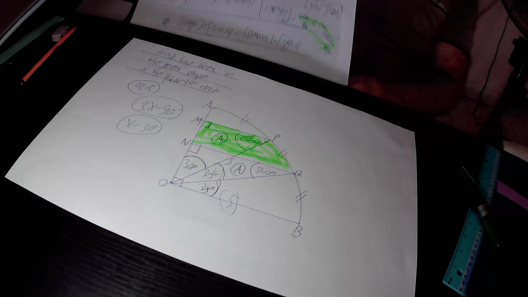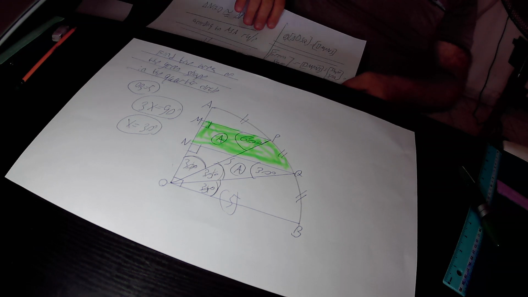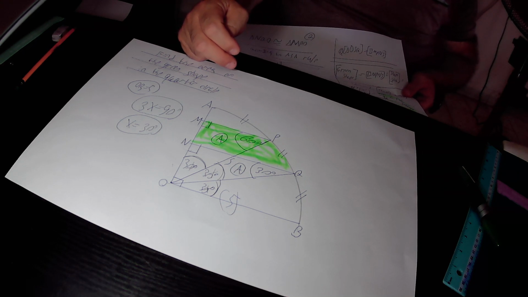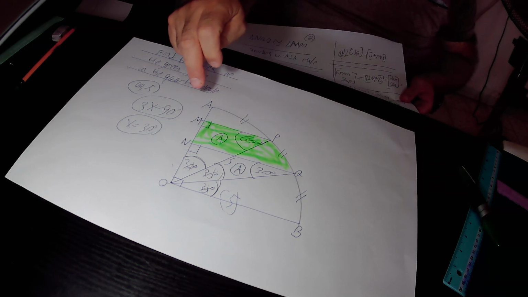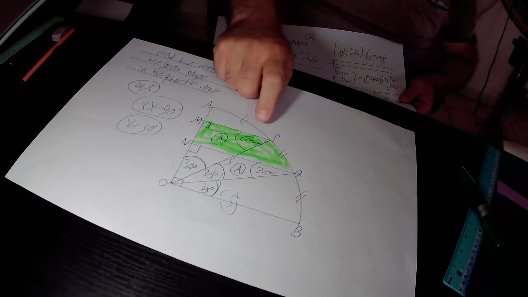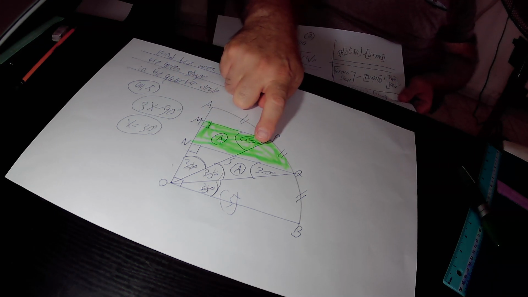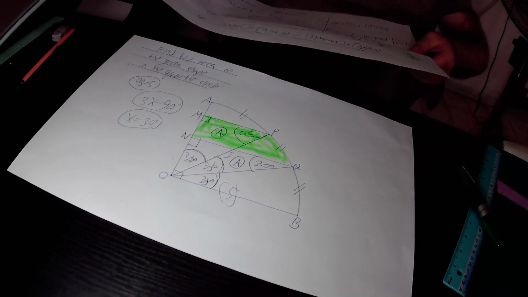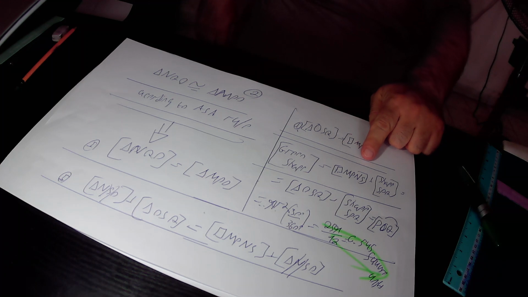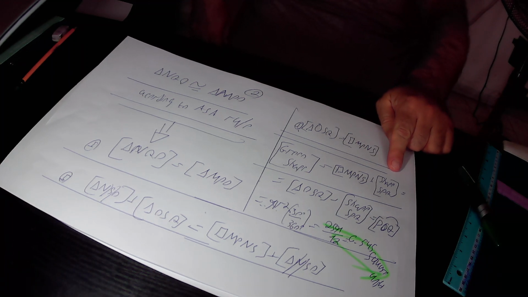Okay? Our mission is to find out the area of this green shape. From the diagram, it's very easy to see that the area of this green shape equals the area of this green quadrilateral MPSN plus the area of this green shape PSQ. Again, the area of the green shape in total equals the area of the green quadrilateral MPNS plus the area of the green shape SPQ.